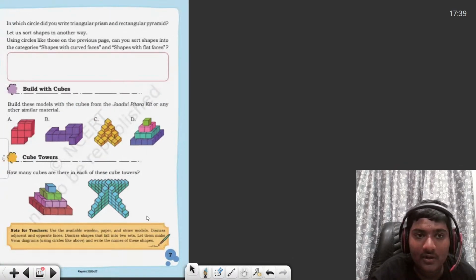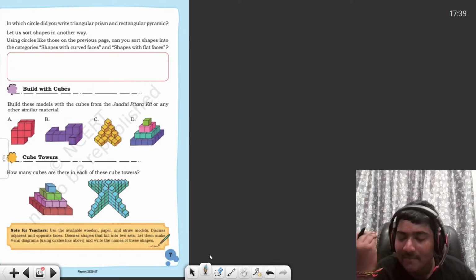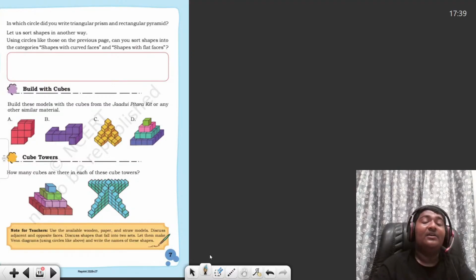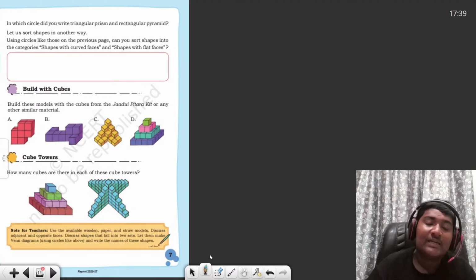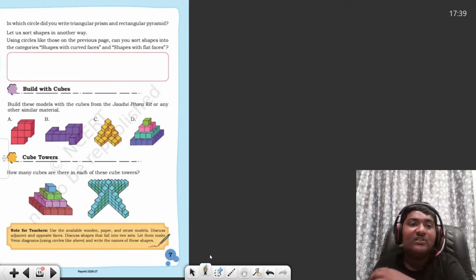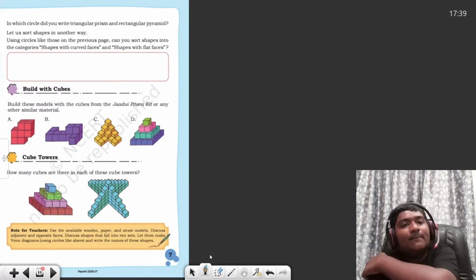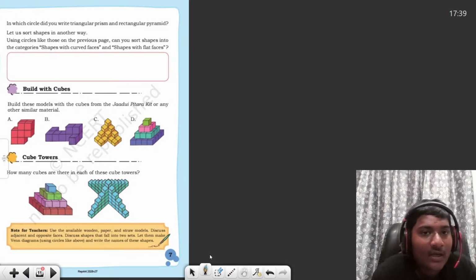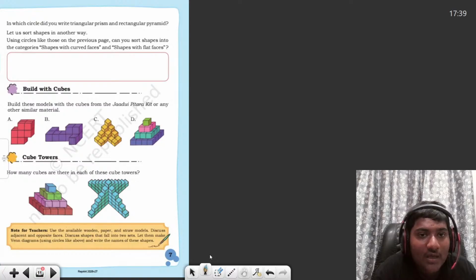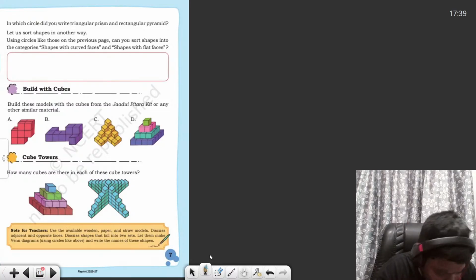Moving ahead to the next one. I'll be giving you many of the questions. I am going to give the key, children. The remaining things you must do as your homework. In which of the circles did you write triangular prism and rectangular pyramid? Let us sort shapes in another way using circles on the previous page. Can you sort shapes into the categories shapes with curved faces and shapes with flat faces? Yes, it will be very easy.